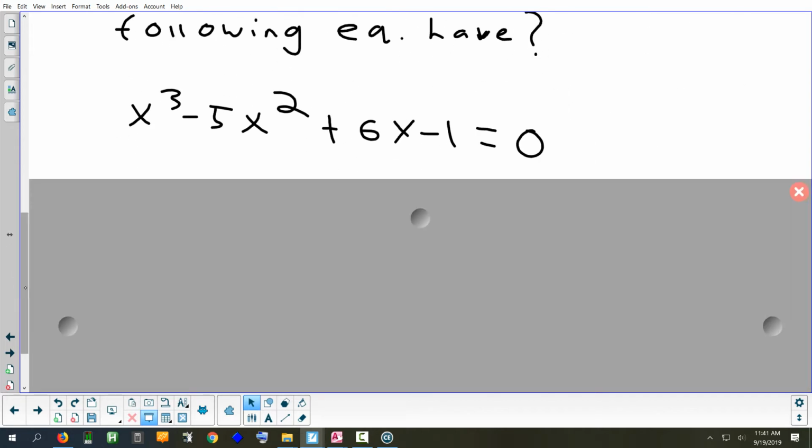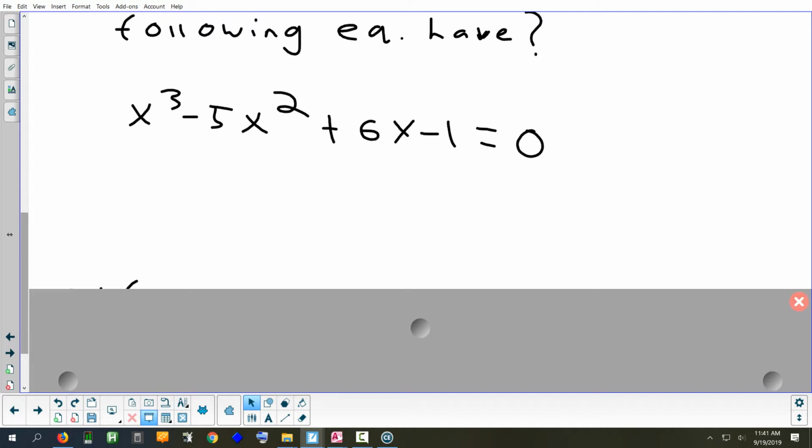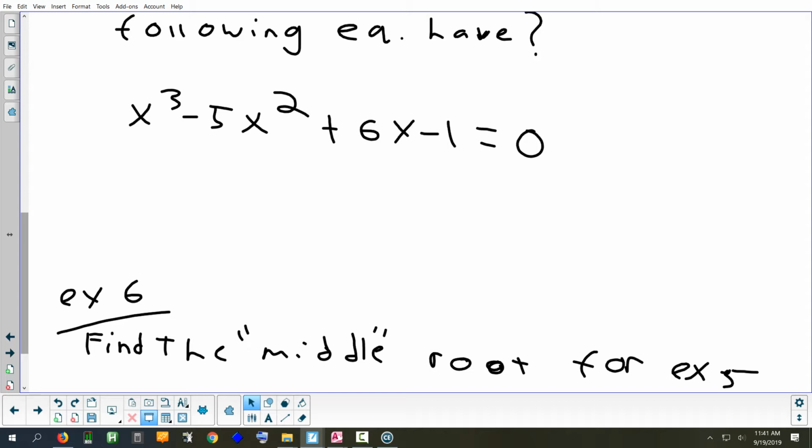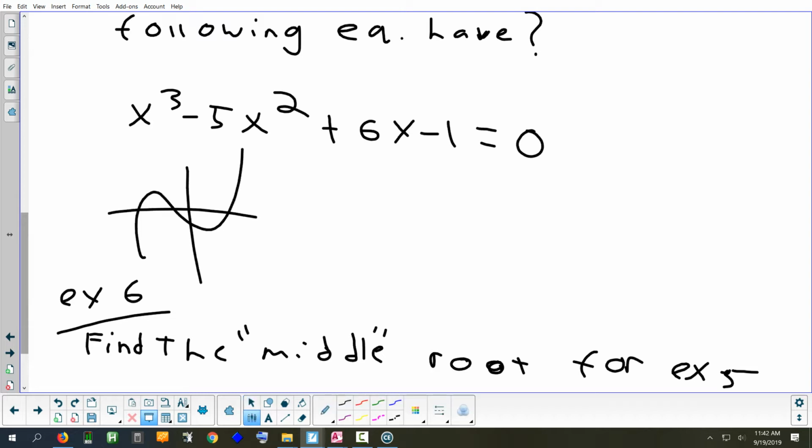Now, let's say it crossed 3 times, because I know it does. So, if it crossed 3 times, and I asked you to find the answer for the root that's in the middle, what do you do on the calculator to find where it crosses the x-axis? If I wanted all 3 answers, you'd have to do this 3 times. But I'm just asking you to find the one, maybe it looks something like this. That's the one in the middle. What do you have to do?